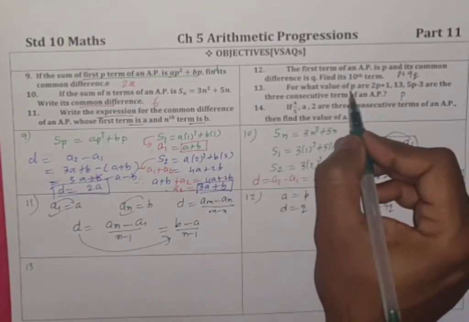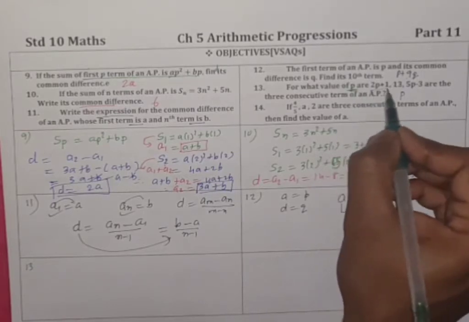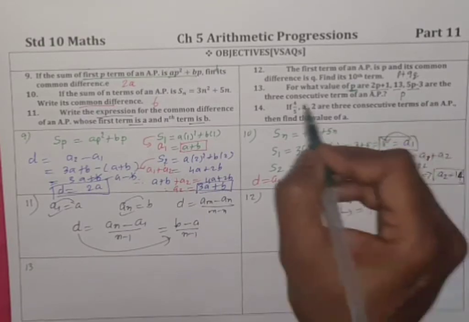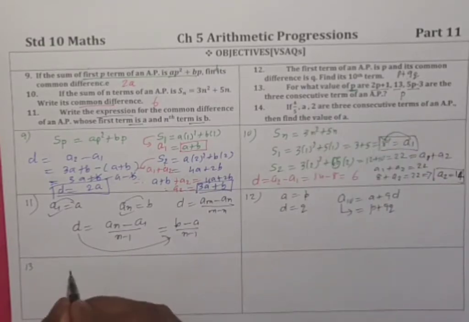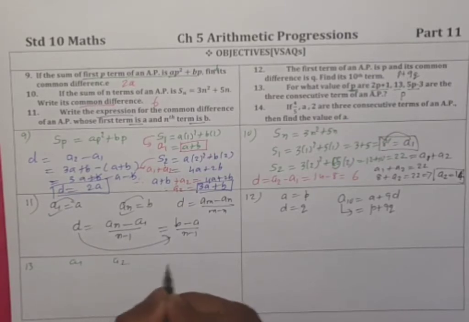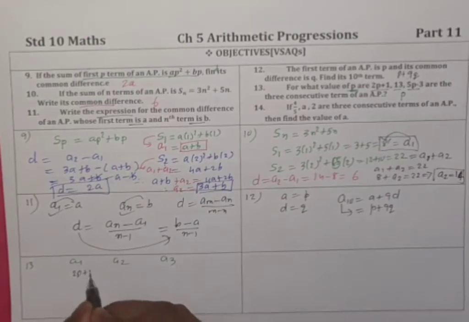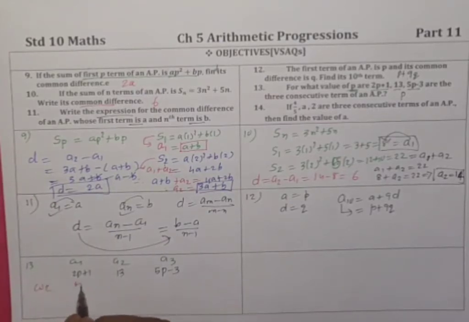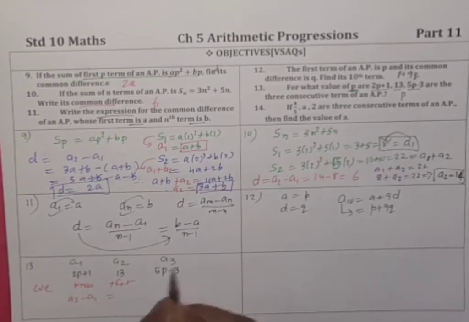Now next one, and that is the 13th one. For what value of P are 2P plus 1, 13, and 5P minus 3 three consecutive terms of AP? Children, A1, A2, and A3. A1 is 2P plus 1, A2 is 13, and A3 is 5P minus 3. We know that A2 minus A1 is equal to A3 minus A2, the common difference.